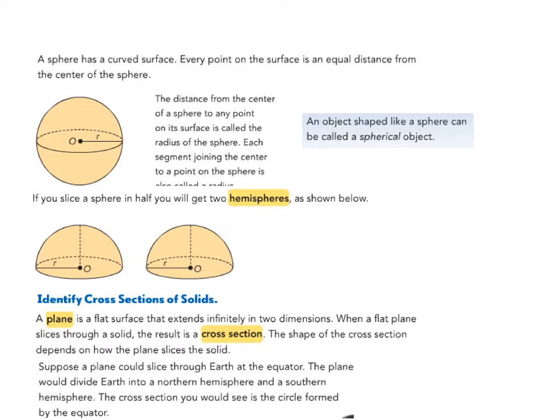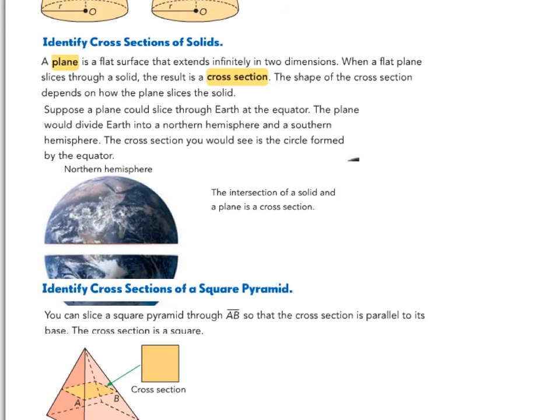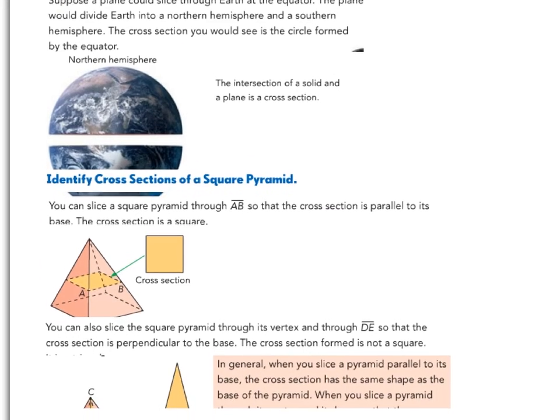Okay, so identifying a cross-section. A plane is a flat surface that extends infinitely in two dimensions. When a flat plane slices through a solid, the result is a cross-section. The shape of the cross-section depends on how the plane slices the solid. Suppose a plane could slice the Earth at the equator. The plane would divide the Earth into a northern and southern hemisphere. The cross-section would be formed. You would see a circle formed by the equator. Okay, so there's the northern hemisphere, the southern hemisphere, and the line across would be the equator.